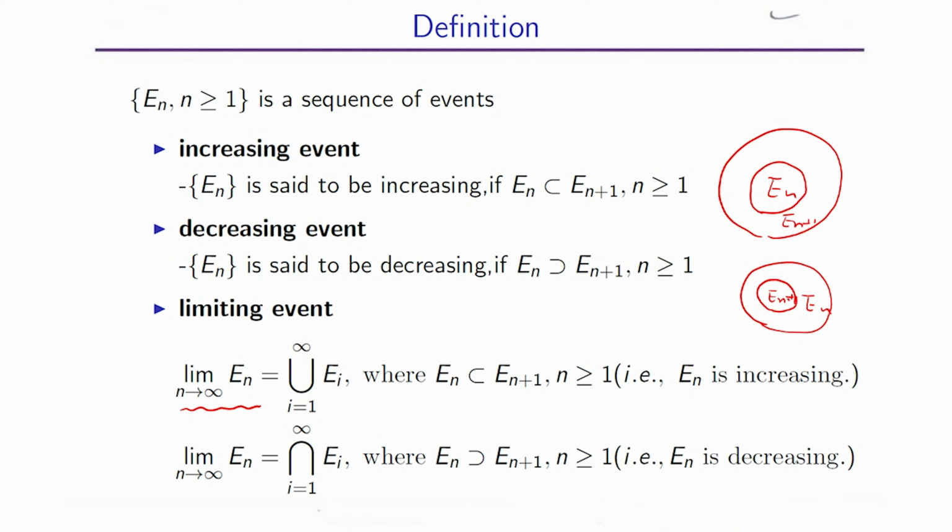Also, if En is decreasing, then Ei is getting smaller and smaller, right? So in the end, the intersection of all the decreasing events is defined as the limiting event. Basically, the limiting event depends on whether this is an increasing or decreasing event, but keep in mind this is the definition. In the sequel, if we talk about the limiting event, we always mean the union of Ei if it is an increasing event, and the intersection of Ei if it is a decreasing event.